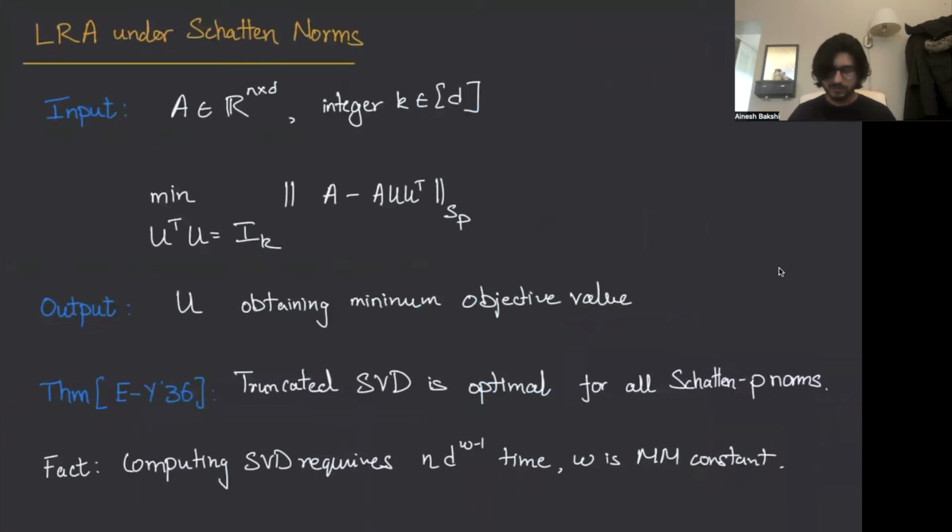So let me now restate what we saw so far. The problem can now be defined as this low-rank approximation objective, which is non-convex, under any Shannon p norm. And the goal is to output a matrix U such that U has orthonormal columns. The optimal solution is given by the truncated singular value decomposition, but the SVD requires n times d to the omega minus 1 time, where omega is the matrix multiplication constant. So for most practical applications, this can be really slow. And the goal here is to come up with faster algorithms.